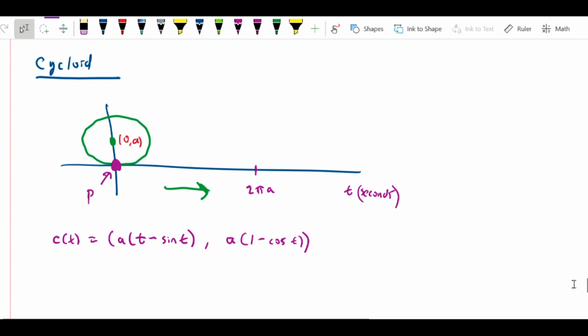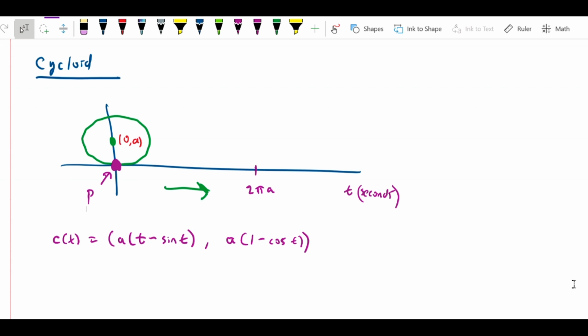I just wanted to give mention to one shape that comes up in most parametric curve sections, including ours, and this is called a cycloid. I don't find that this is actually a very interesting shape, but I just want you to know what it is because it does tend to come up in the examples.